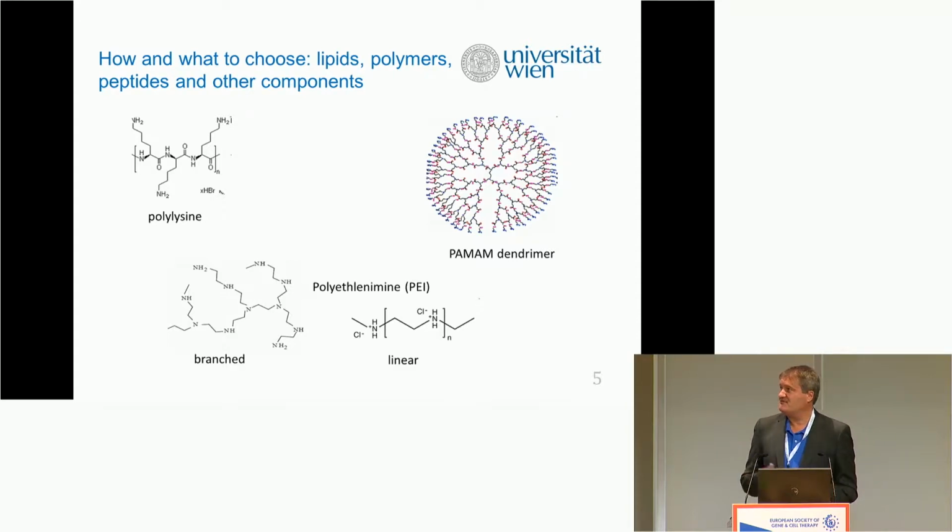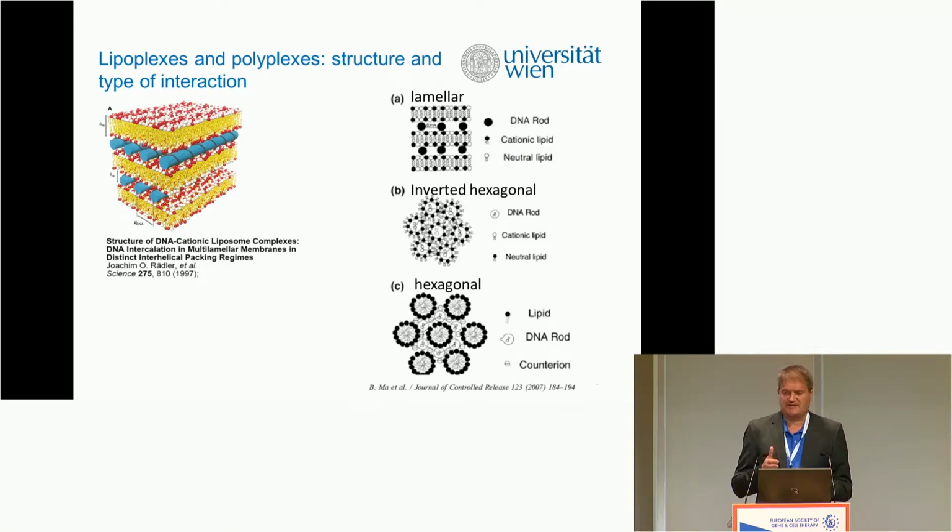They can be relatively simple, like polylysine. You see it here, this epsilon amino group. It's always positively charged with a pKa of about 14. Or you can have a mixture of primary, secondary, tertiary amines, like in the case of branched polyethylenimine, or also more defined structures are available, dendritic structures, so they are per definition not polymers, but they have a unique molecular weight. So how do they interact with the nucleic acid?